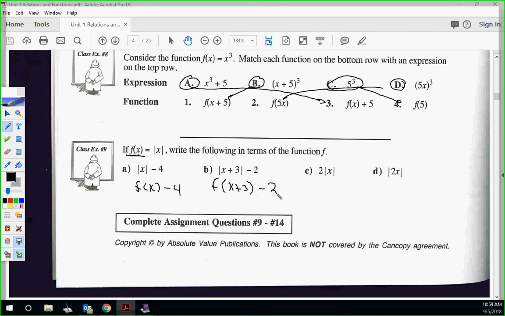Okay, and last couple here, how about C? Perfect. And D. Good, you guys are seeing it.